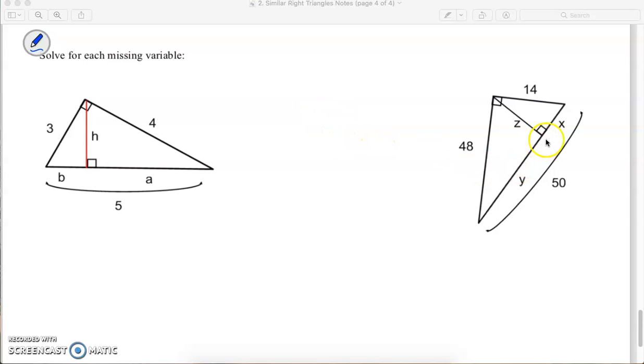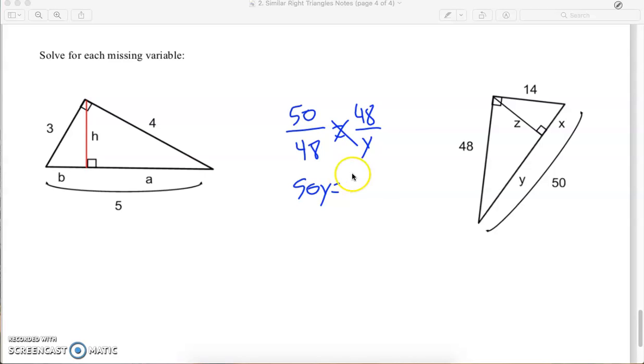So I'm going to do hypotenuse 50 over a leg 48 equals the leg again, 48, over the segment that goes with that leg, which is y. So 50 times y is 50y, and 48 times 48 gives you 2,304. Then we divide by 50, and 2304 divided by 50 gives us 46.08. So y is 46.08.